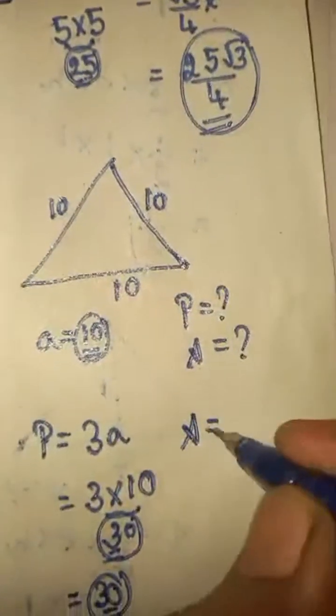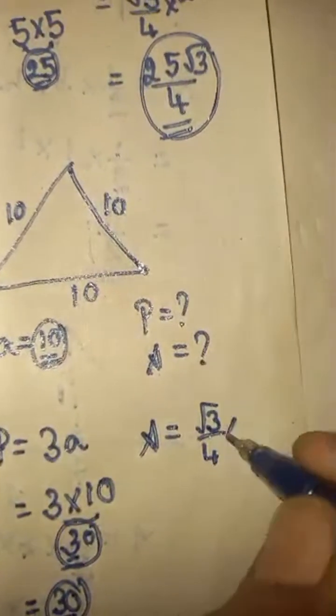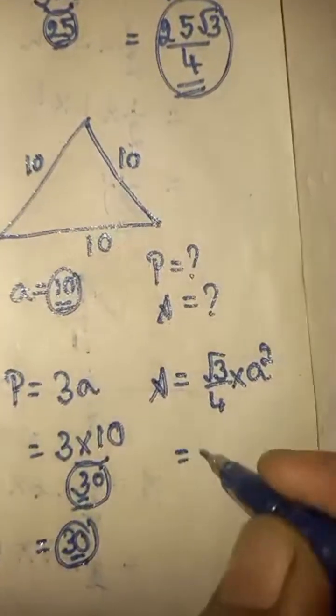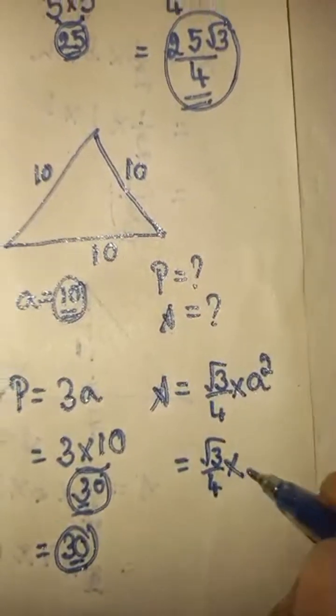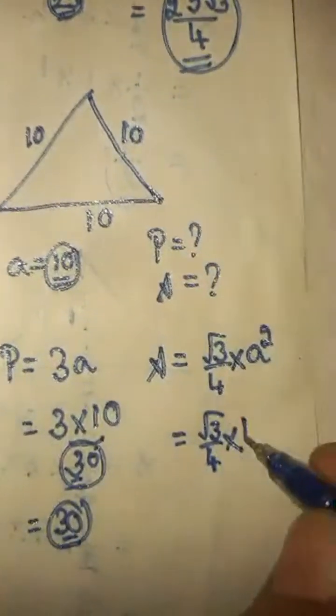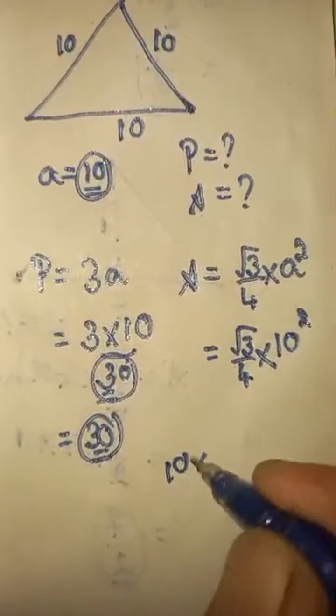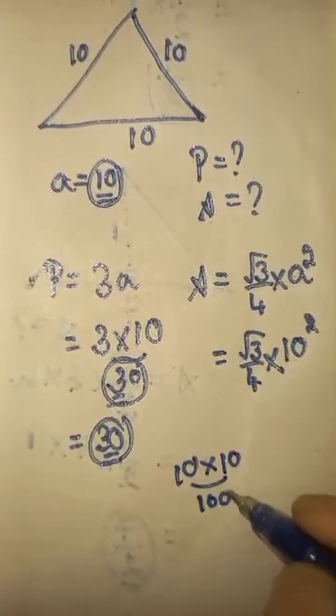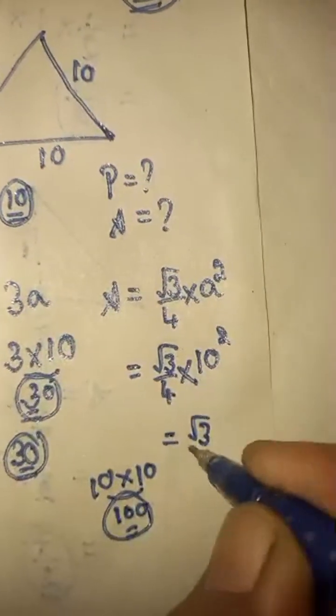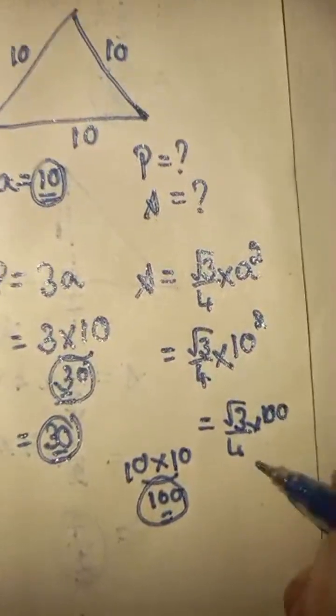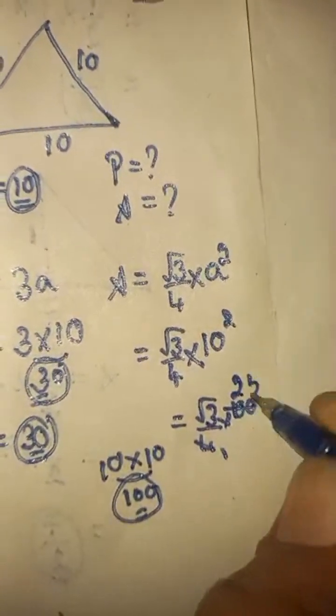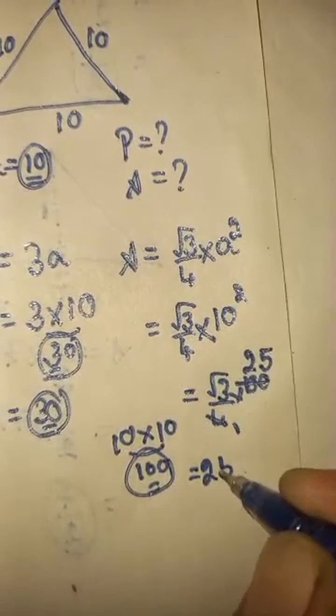Area of this equilateral triangle is root 3 by 4 times a square, that is root 3 by 4 times the side length 10 square. 10 square is 10 times 10, which becomes 100. So this is root 3 by 4 times 100, which is 4 goes into 100, 25 times, so 25 root 3 square units.